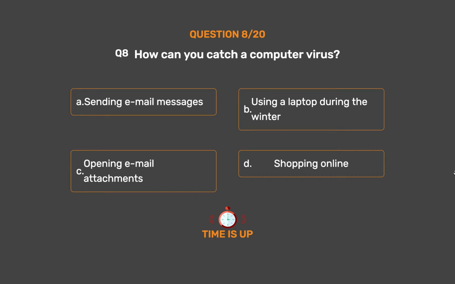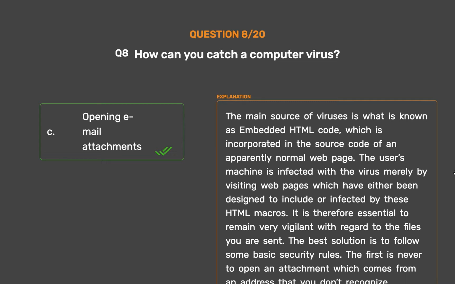The correct answer is option C. Opening email attachments. The main source of viruses is what is known as embedded HTML code, which is incorporated in the source code of an apparently normal web page. The user's machine is infected with the virus merely by visiting web pages which have either been designed to include or infected by these HTML macros.